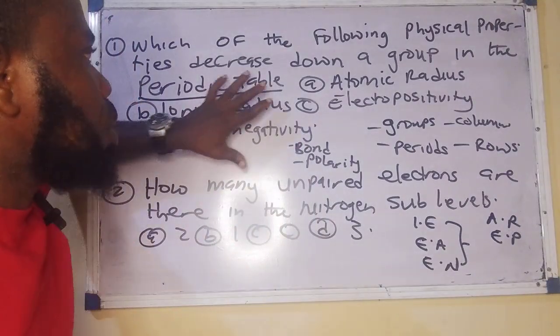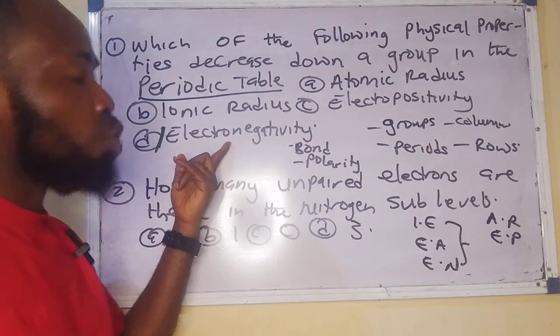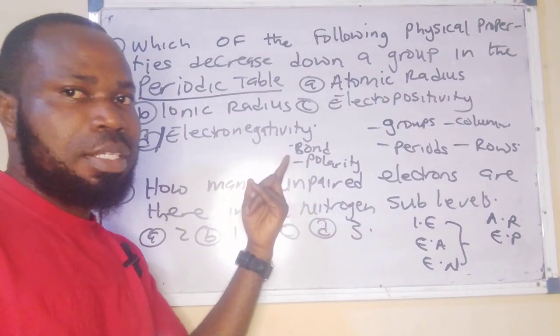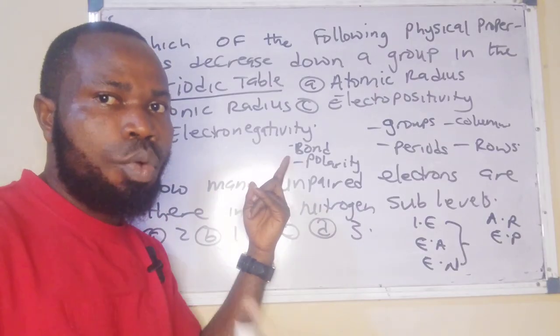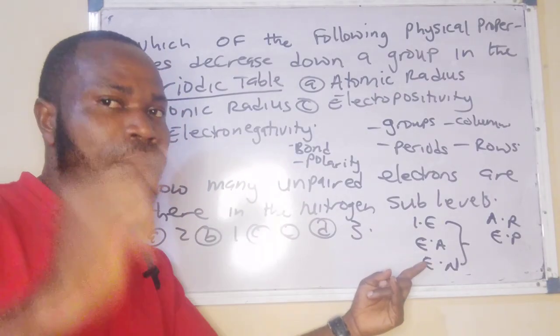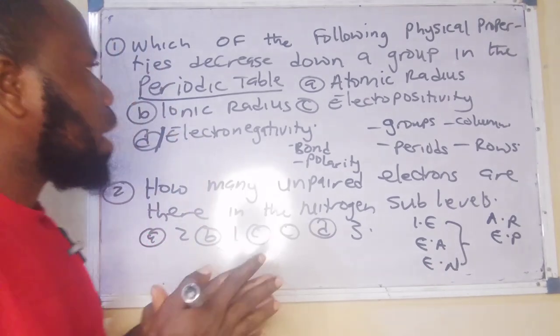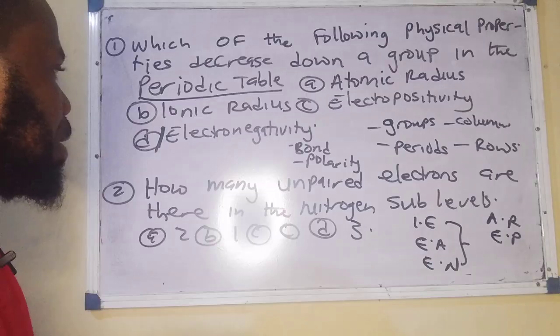Now we have succeeded in looking at the answer to this particular question, knowing what is electronegativity, knowing what it affects, and knowing the variation it has with the periodic table, and of course knowing the other properties that have the same variation as electro what? Negativity.